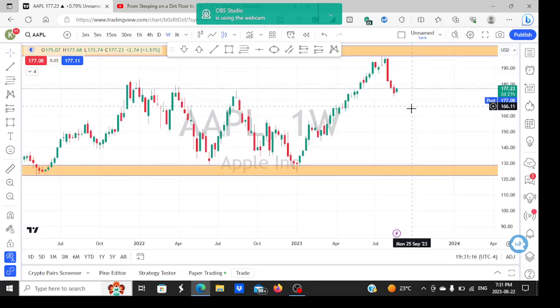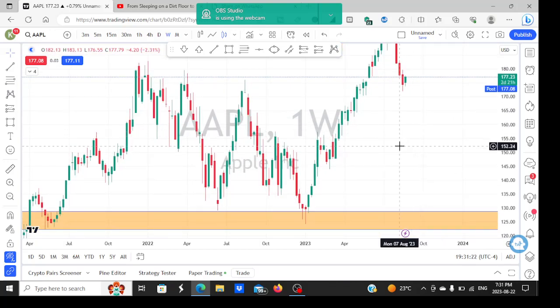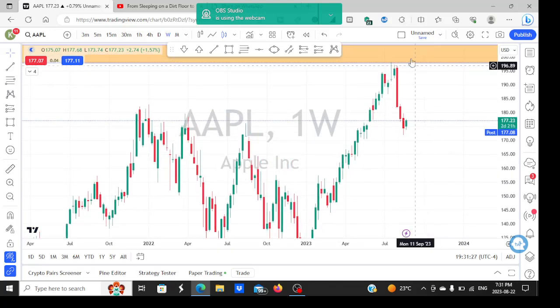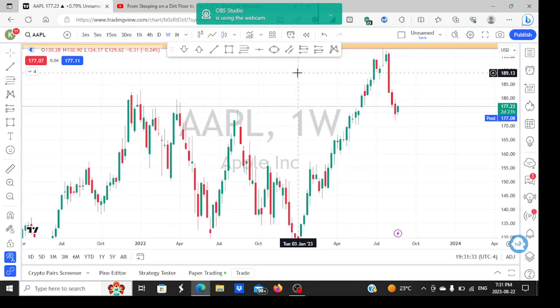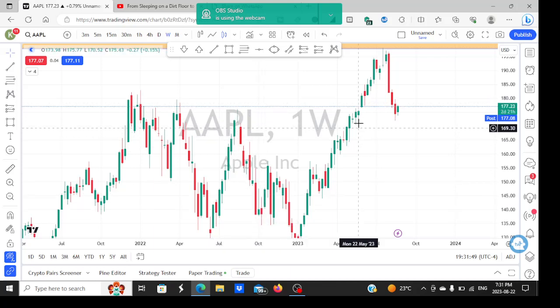So if we look on our weekly, we have our monthly and our weekly overlapping there. Then we have one area here. So even though the stock has touched it here, it somewhat reacted to it here, it went through here, it can still react when it comes to this level.